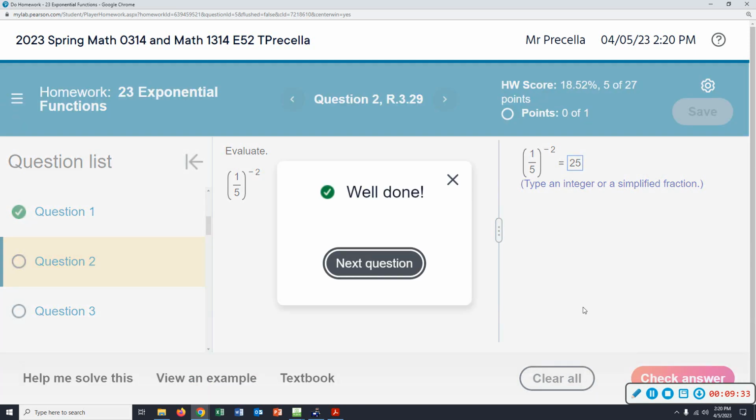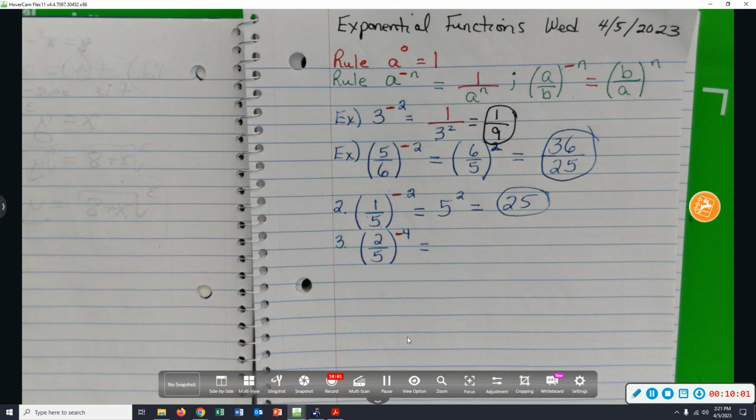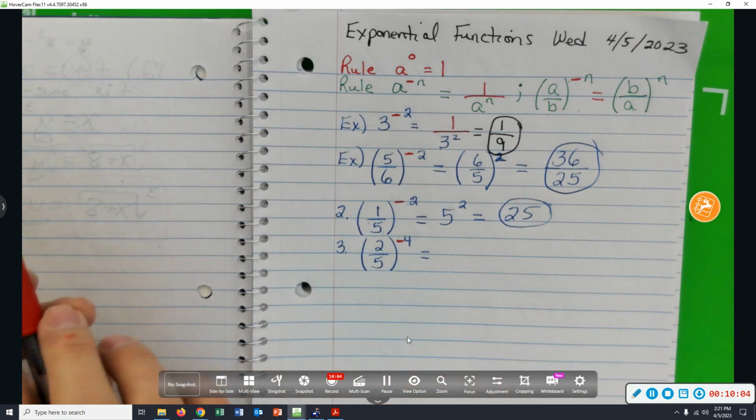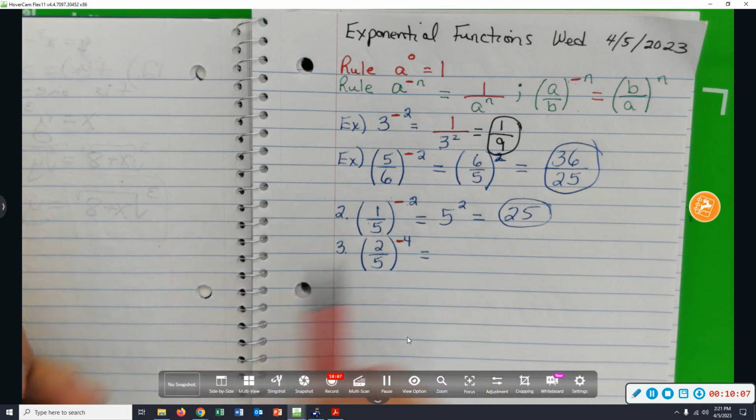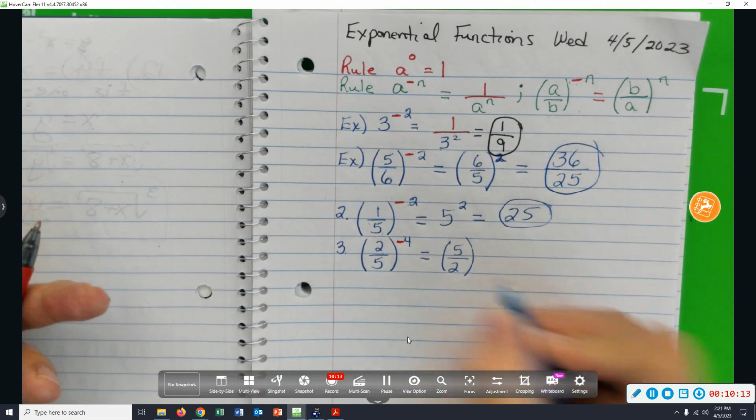Might not be what you would think if you didn't know how to work with negative exponents. Oh, this is a good one. Number 3. 2/5 to the negative 4 power. So I'm going to write it without the negative exponent. I'll lose that red minus sign just by flipping the fraction. So I'll write it as 5 over 2.